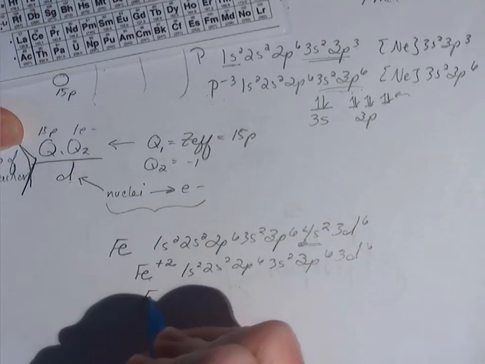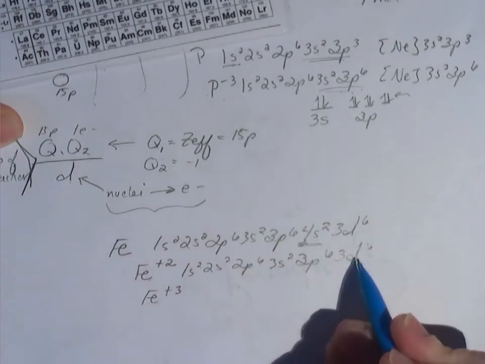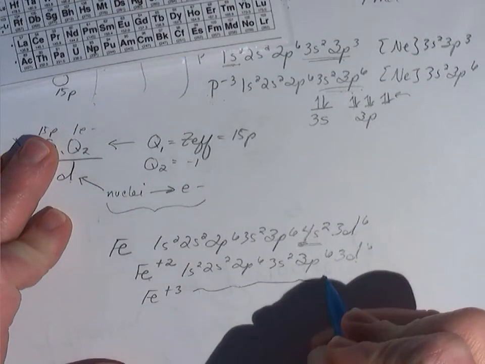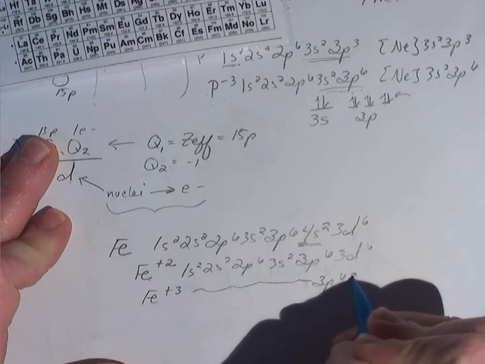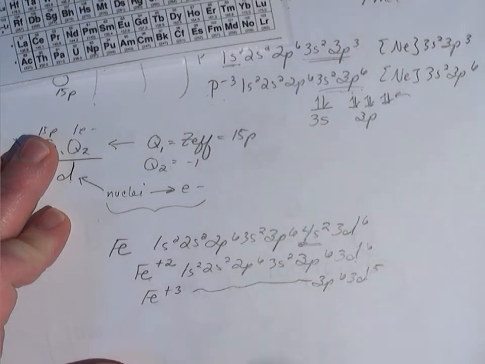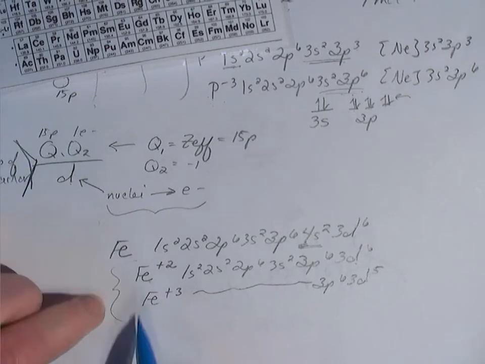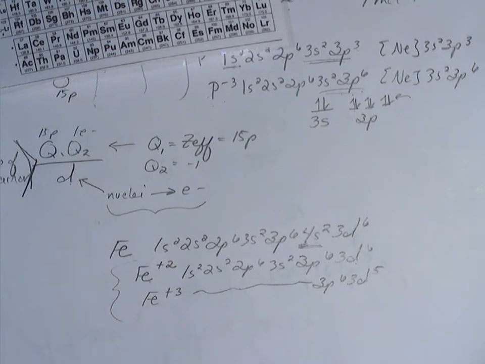Now, iron +3, then we'll start taking from the 3d. That would be 1s2, but then 3p6, 3d5. So be very careful. The College Board has asked for these most recently. Okay, so we've gone over a little bit of electron configuration.